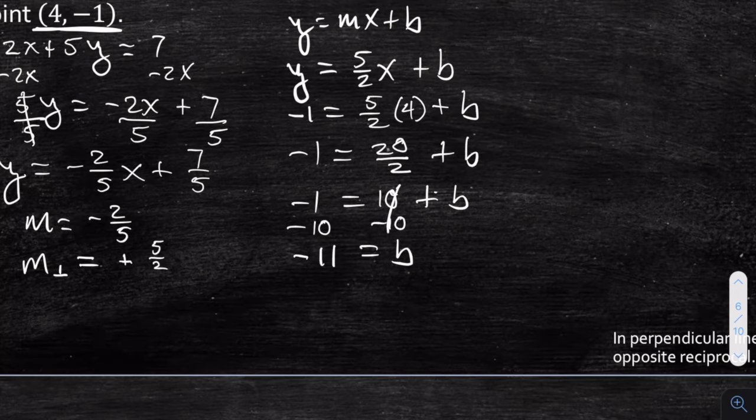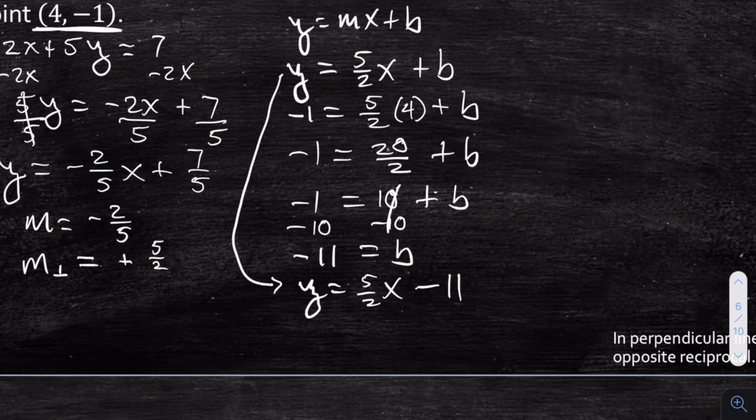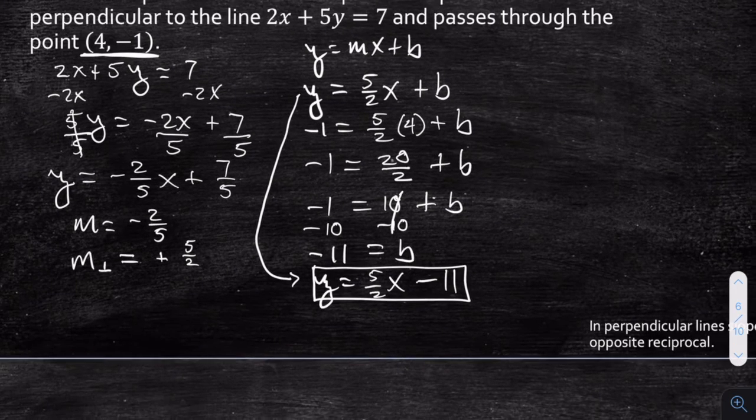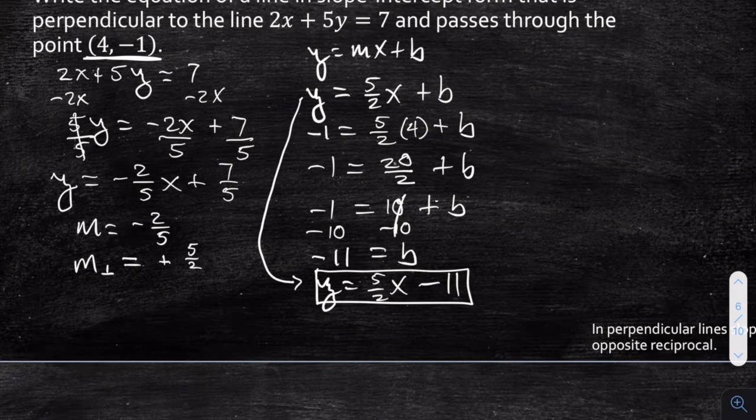And we're just about there. We could take this guy right here and rewrite it down here and replace b with -11. y = 5/2 x - 11. And we're done. There is the equation of the line that is perpendicular to the given line and passing through that point.